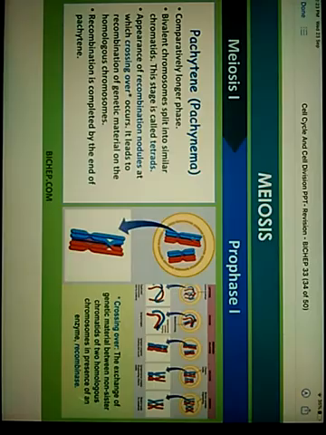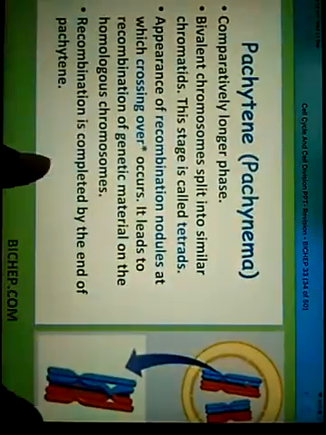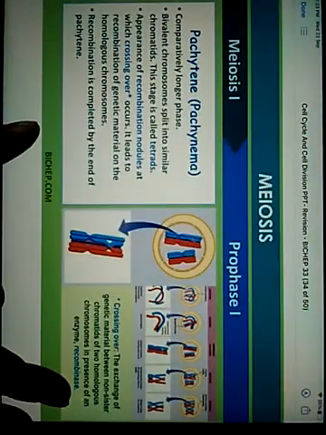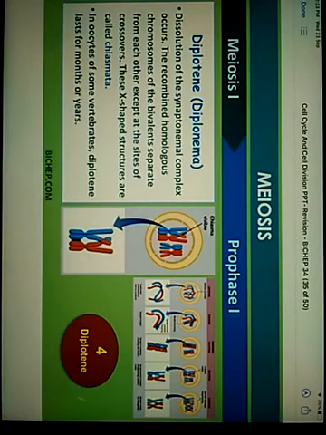Now comes the Pachytene. Okay, this is what we have already discussed. Diplotene, the next stage, number 4, diplotene.